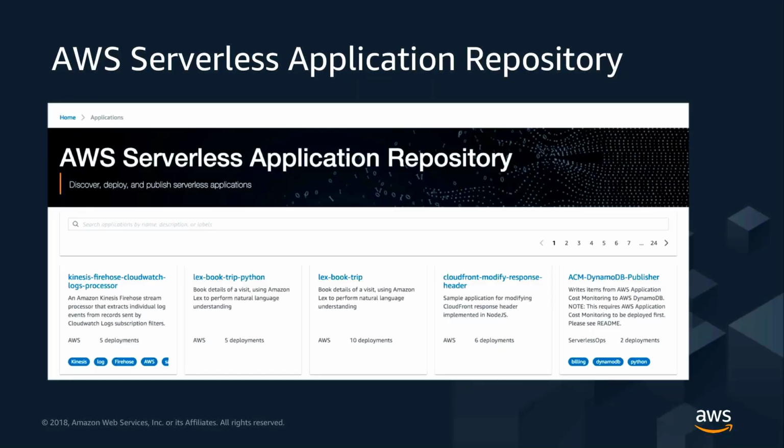So this is the homepage of the Serverless Application Repository. In there you can see a search bar. You can search for different applications, and you can very simply just click on them and look at what they do and then deploy them to your AWS account.